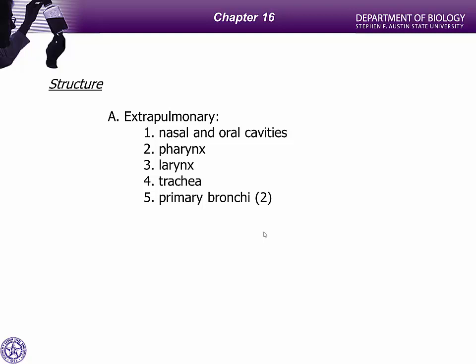So the first part of our conducting pathway is going to be the extrapulmonary segment. Extrapulmonary simply meaning it's outside the lungs. And so we include our nasal and oral cavities, the first place we're bringing air into the body. The back of our throat is this union of nasal and oral cavities we call the pharynx.